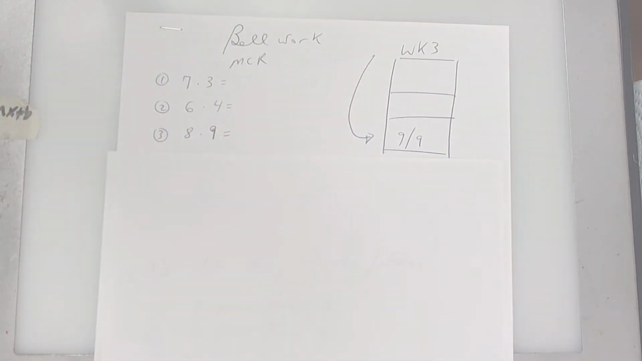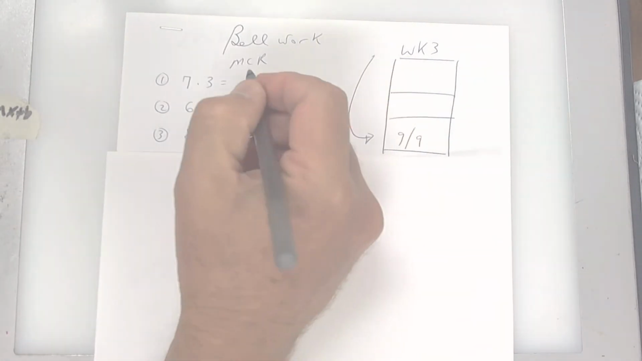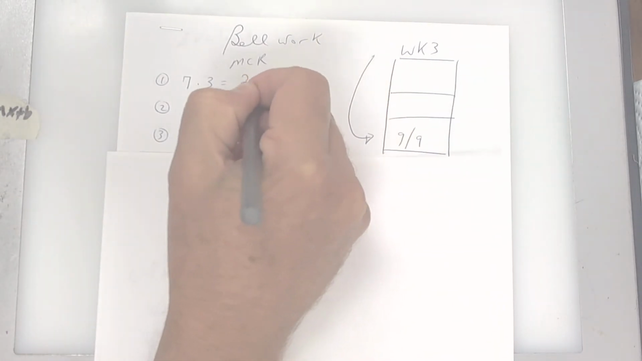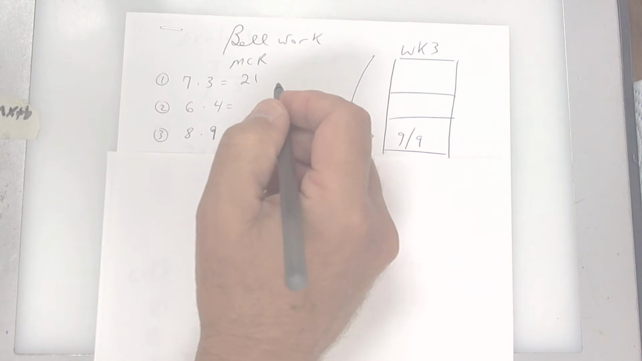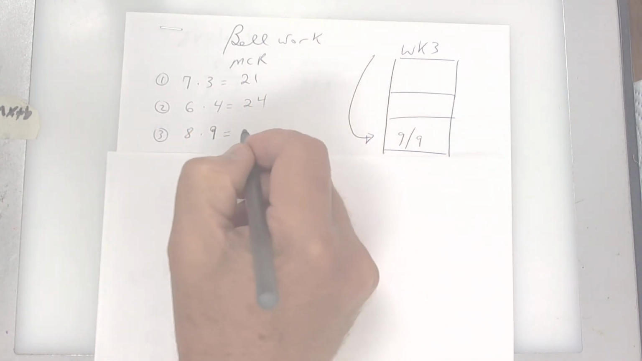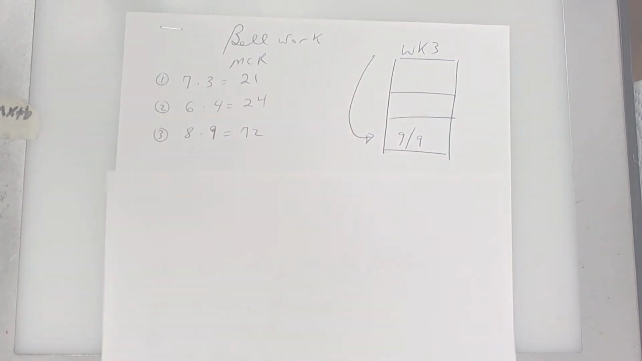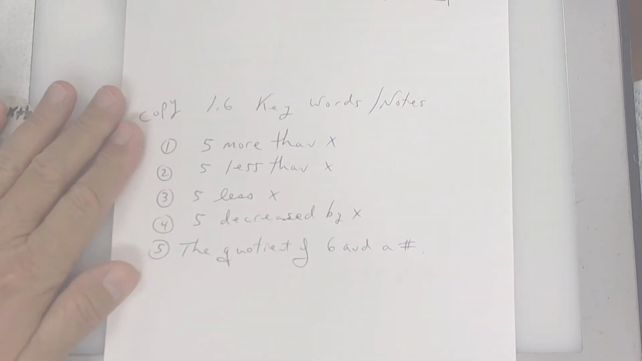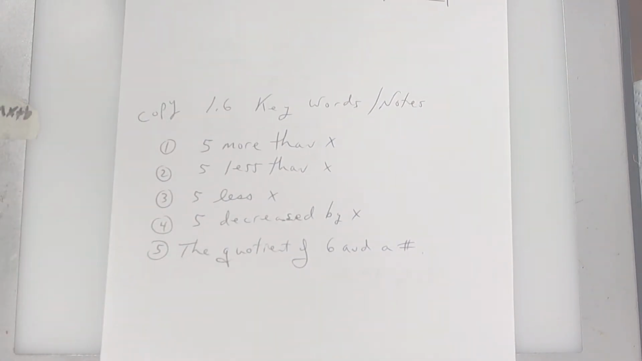Let's take a look here. 7 times 3, how much? 6 times 4, okay. 8 times 9, all right. On a new sheet of paper, copy this down. These are some key words you need to learn. You may not have learned them before, so we need to do that today.